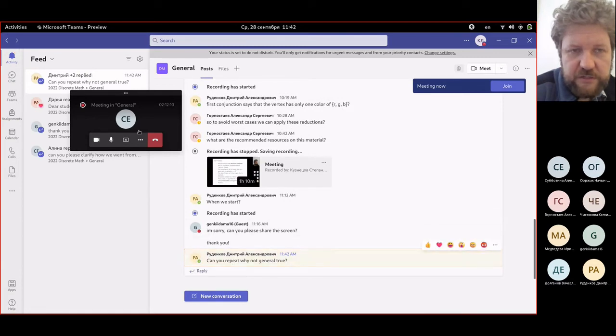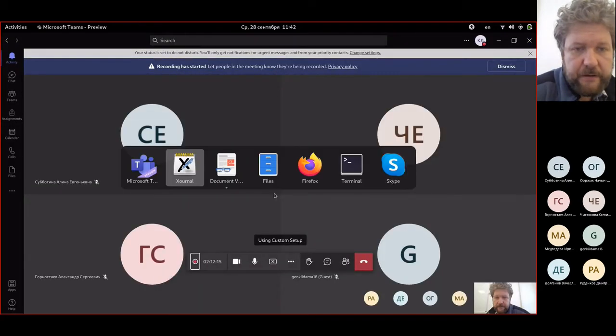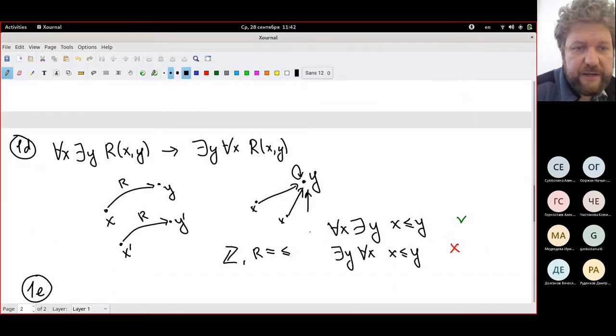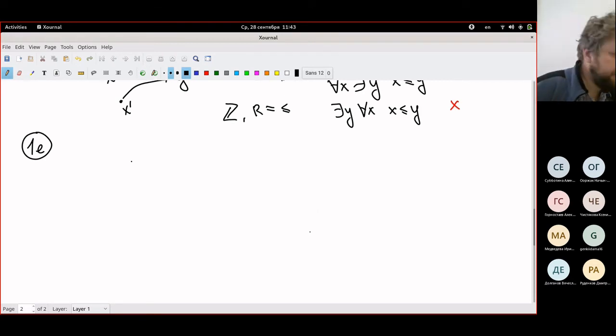Can you repeat why it is not generally true? Well, something is generally true if it is true for any interpretation of our symbols. And I presented an interpretation where it is false, because the left-hand side is true and the right-hand side is false. One counterexample makes the thing not generally true. Okay, and now we move to 1E.